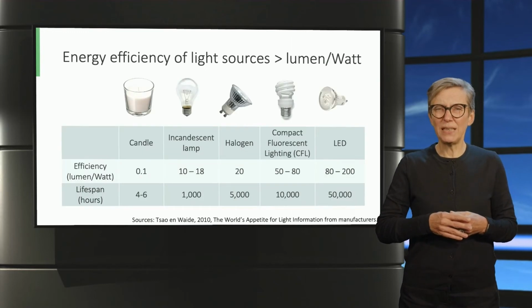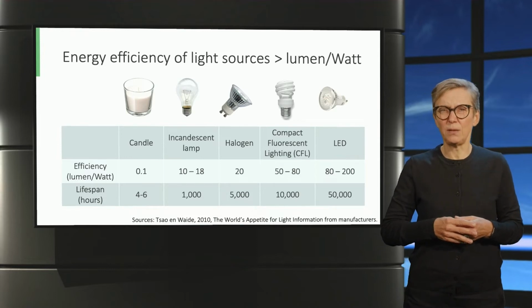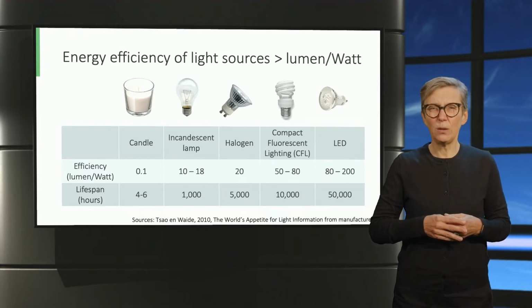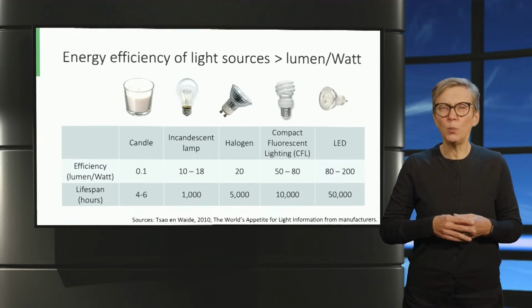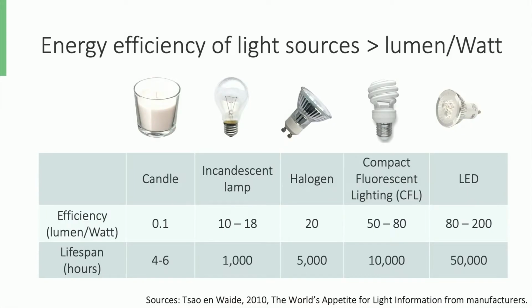This slide depicts the historical development of commonly applied light sources and their efficiencies. Starting with a candle with an efficiency of 0.1 lumen per watt and a lifespan of only a handful of hours. Next, incandescent lamps were introduced, which are 100 times more efficient and have a lifetime span of approximately 1000 hours. Next, halogen lighting was introduced with slightly higher efficiency but with a 5-fold lifespan.